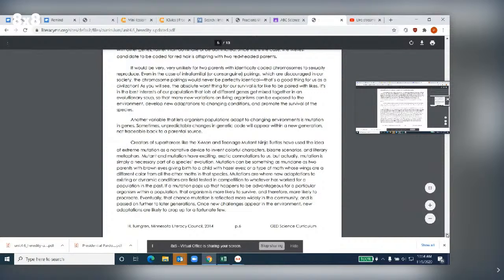If a mutation pops up that happens to be advantageous for a particular organism, even within a population, that organism is more likely to survive and therefore more likely to procreate. Eventually, that chance mutation is reflected more widely in the community and is passed on further to later generations. Once new challenges appear in the environment, new adaptations are likely to crop up for a fortunate few.